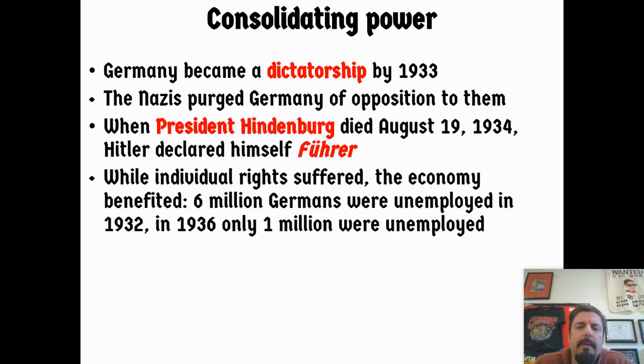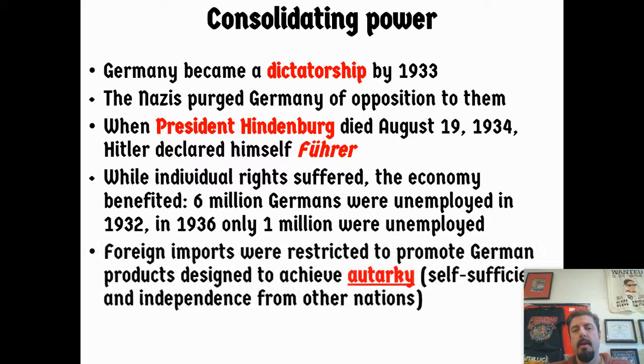While individual rights suffered, the economy improved, and this is one of the reasons why people allowed this, or at least in the beginning, is that he actually helped the economy. 6 million Germans were unemployed in 1933, but by 1936, only 1 million were unemployed. Okay, so a lot of people would see that as success. Foreign imports were restricted to promote German products designed to achieve what is called autarky. Okay, so I guess it's like a precursor to protectionism, Germany first, so to speak.